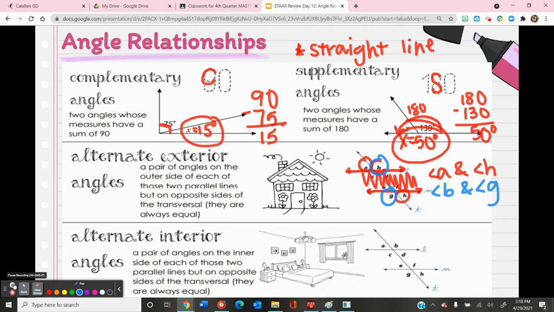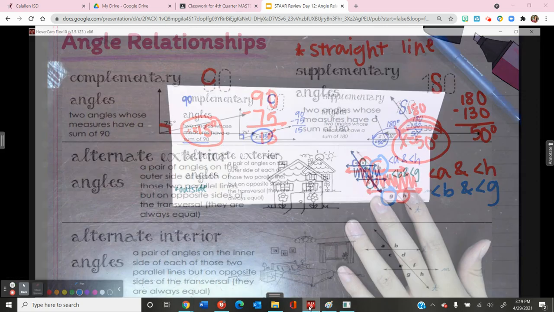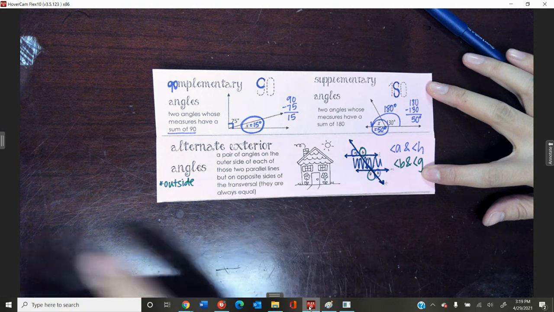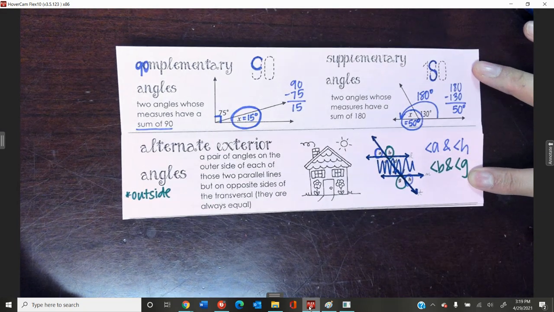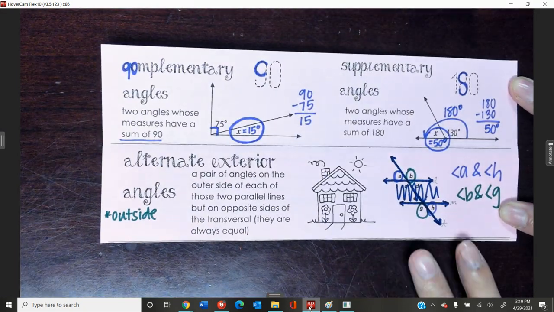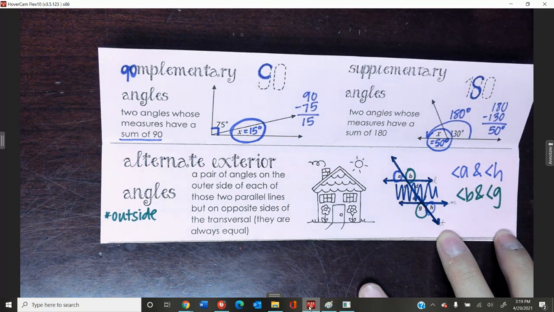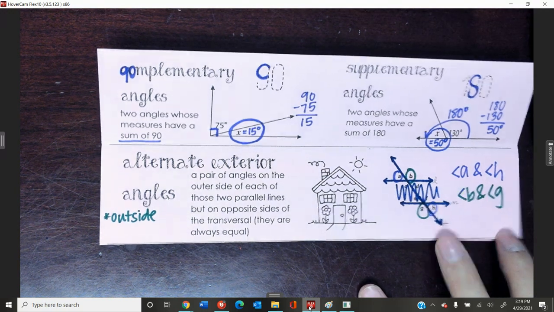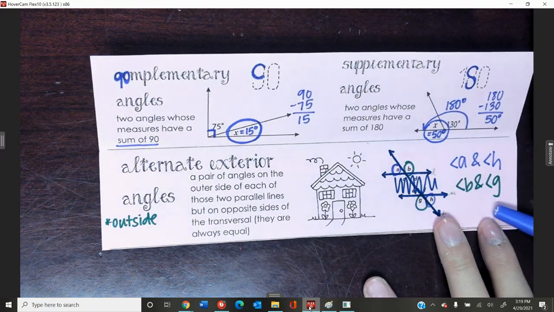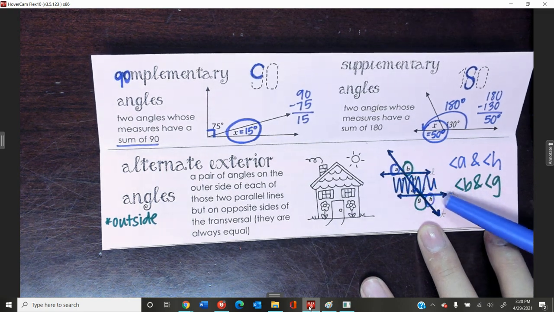So looking at your foldable really quickly, let's just go ahead and fill in these first three. This is everything you should have written down for complementary and supplementary angles, as well as alternate exterior angles. Again, just remember that alternate exterior angles are on the outside of your parallel lines, and they are on opposite sides.